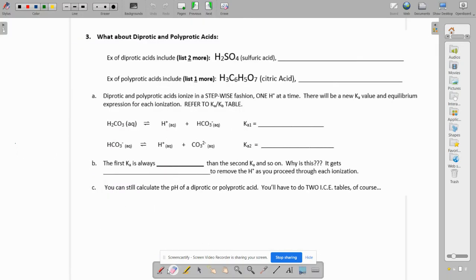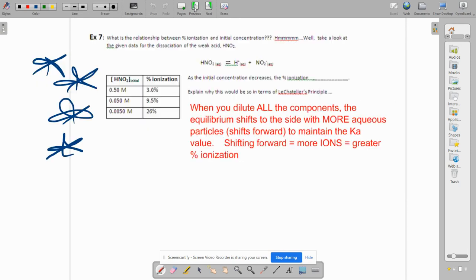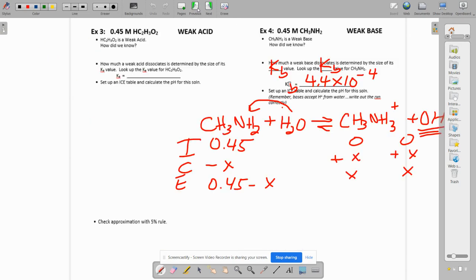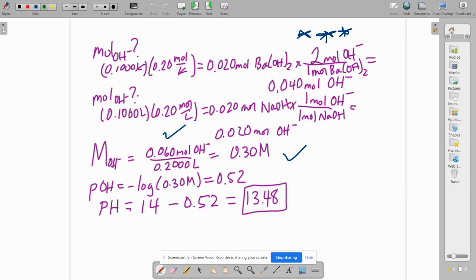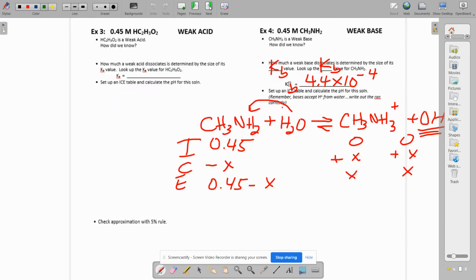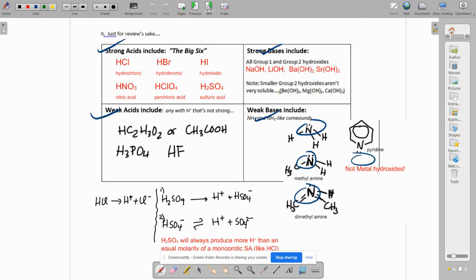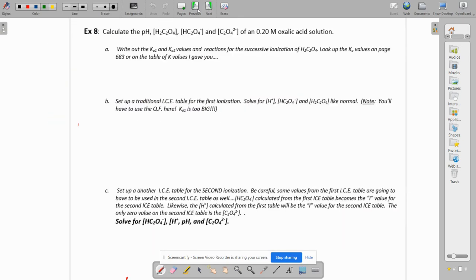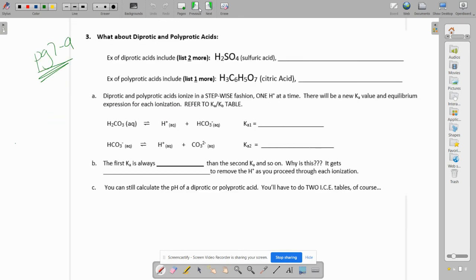All right, so in your Chapter 14 binder packet, this is pages 7 to 9. Looking at the notes in general, going all the way back to page 5, we've learned a lot of different things. We've learned how to determine the pH of just about everything: strong acids, strong bases, weak acids, weak bases. Today we're going to do diprotic acids.